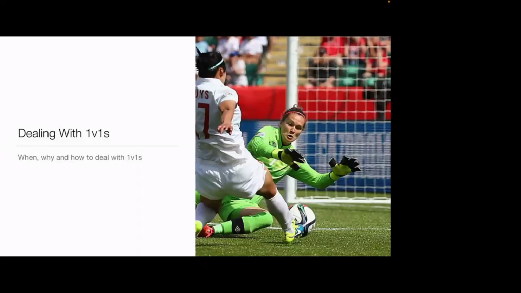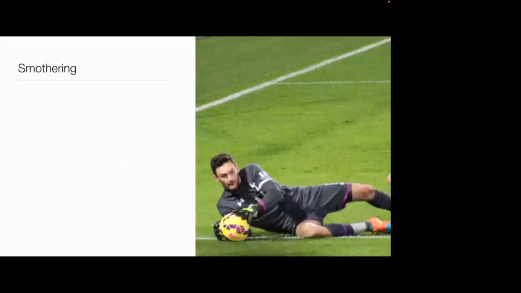So this brings one to a number of different ways that I think that we can deal with 1v1s. So kind of like the when, the why, and the how. So the first one we're going to look at is smothering. So as you can see there from Hugo Lloris, you've got this a couple of years ago. So it was when Oscar was playing for Chelsea. He's effectively diving at feet there. He's smothering the ball. He's taking away that opportunity for the attacker to get back on the ball. In our example, you'll see a different type of smother.